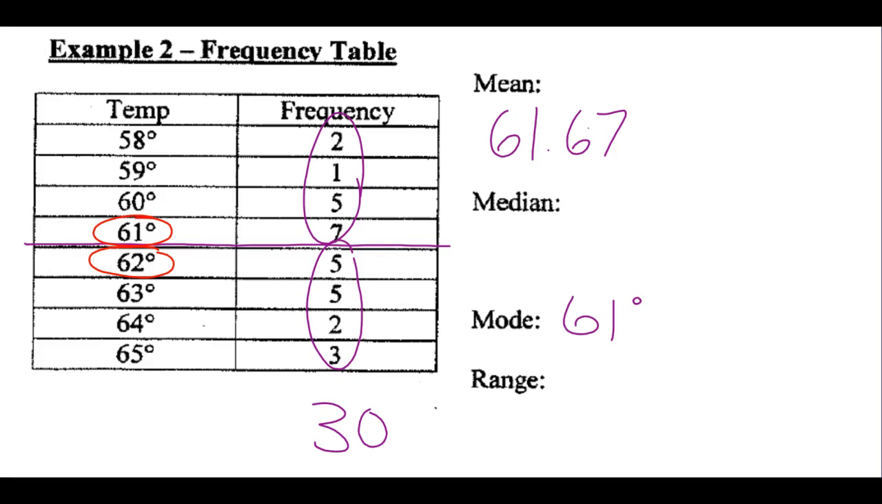So what would the median be? 61.5. Yeah, the average of the 2 in the middle. And then the range, what's the highest one minus the lowest one? 7 degrees. Technically, these are all degrees, I guess.